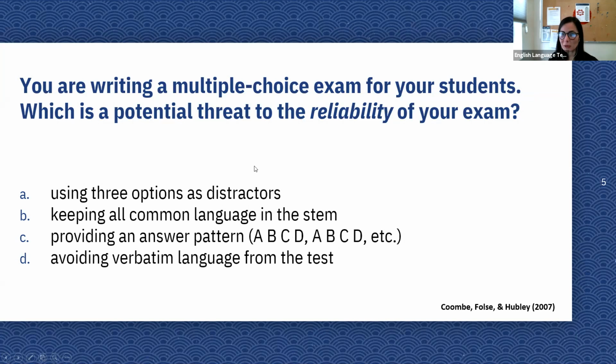We don't want to do that when we are writing a multiple choice exam, even though it makes it easier for us to remember to score. That is a threat to the reliability of the exam. All the other ones are things that you want to be doing. You want to be using 3 or 4 options as distractors, depending on the kind of test, and we're going to be talking about that as well. You want to keep common language in the stem, and you want to avoid verbatim language from the text or the test, right?